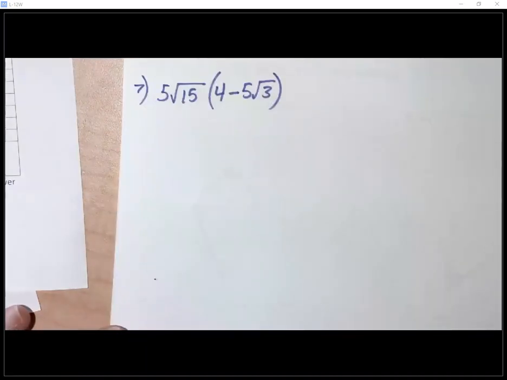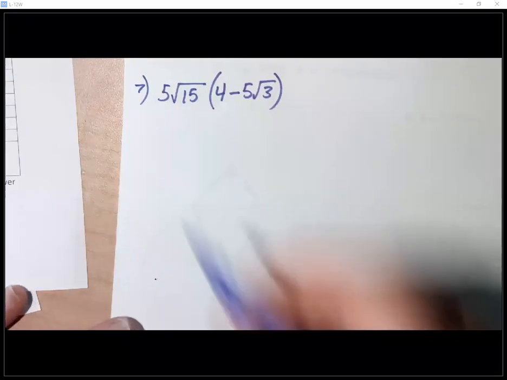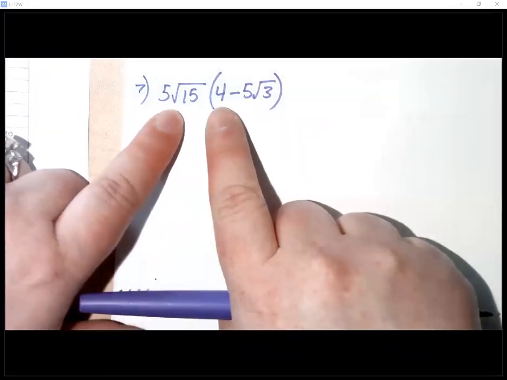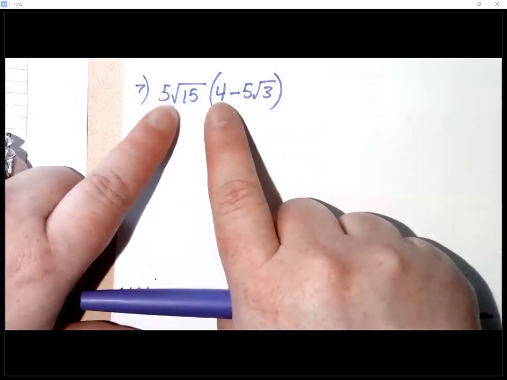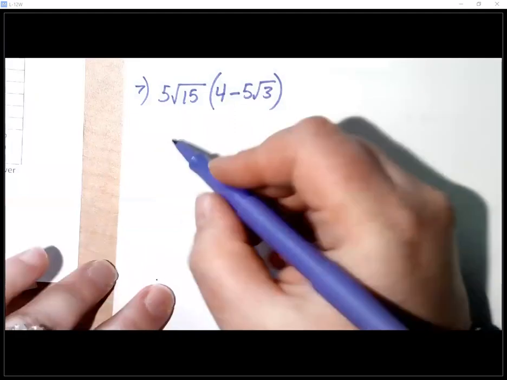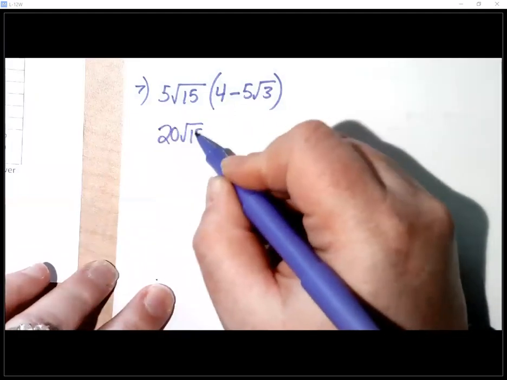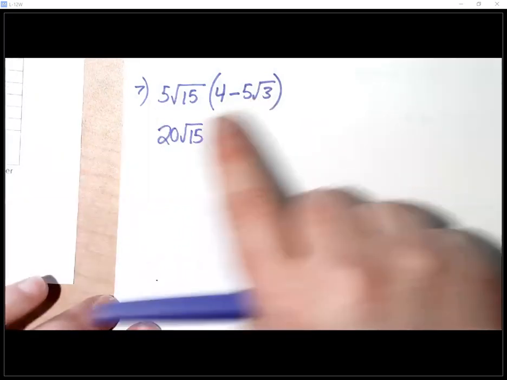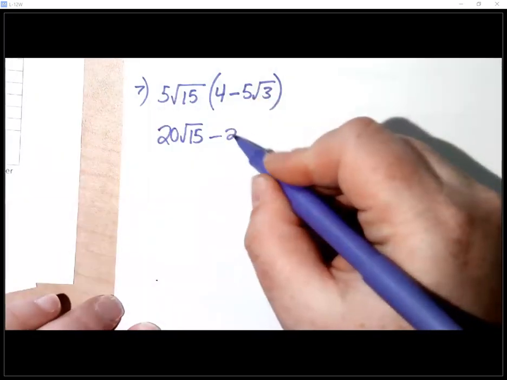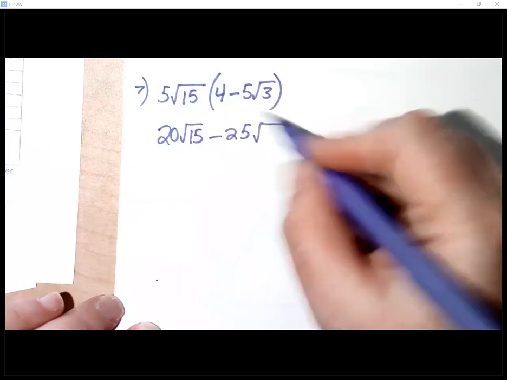So let's multiply this through. When you're multiplying the numbers that are not under the root together, that's going to get me 20 root 15. And then when I multiply these two, the 2 not in the root, that's a -25. And then in the root, 15 times 3 is 45.